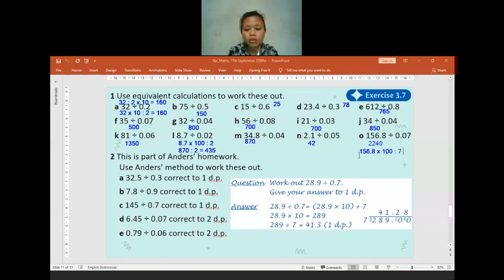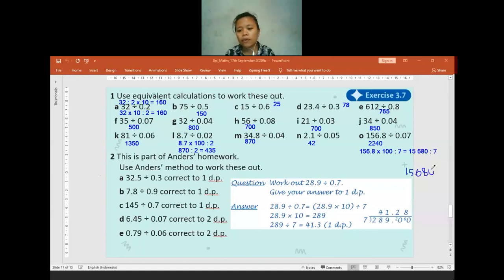Now for the 156.8 times 100, the answer will be equal to, wait, 15,000, oopsie, 15,680. Wait, okay, sorry, 15,680. And then the result, we need to divide it by 7. Is there anyone having any confusion for doing a division? No? Okay, maybe I will try to display the division, because the answer is different from mine.